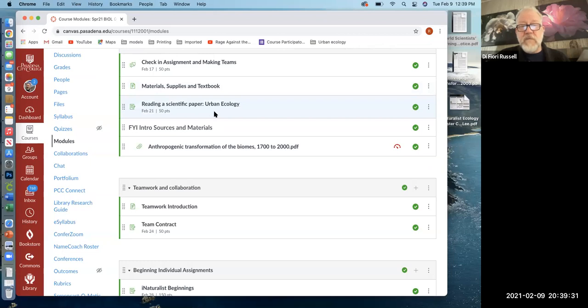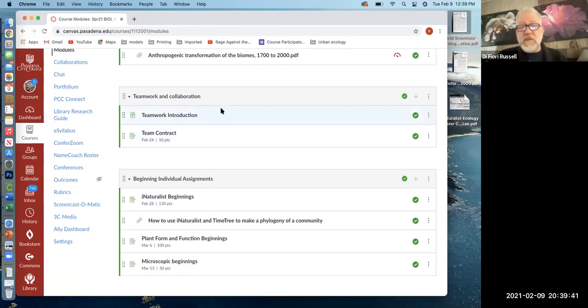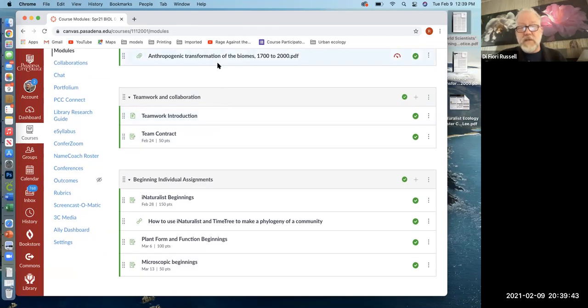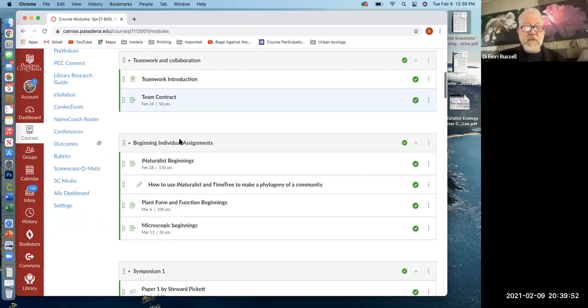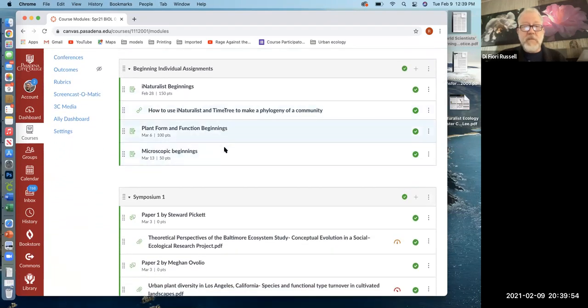There's a little assignment here for reading a scientific paper. This is just to get you started, and get me aware of where you're at in reading scientific literature. Once you've established some teams in that discussion, there's a little teamwork intro and a team contract where you form it officially. Turn this in, telling me who is on your team, and then you launch into the project. The first part is we're just going out and exploring the ecology around us.